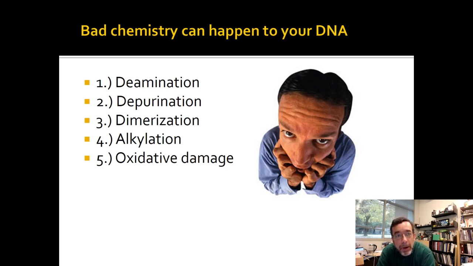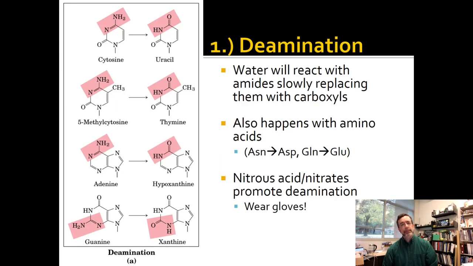And so there is bad chemistry that can happen to your DNA, and all of these things you could actually sort of predict, what could happen to it, based on your organic chemistry knowledge. Now they are arranged in order from small to large changes. And the first one we'll talk about is deamination. Sort of specific to general. So deamination is a small and specific change that can happen to your DNA.